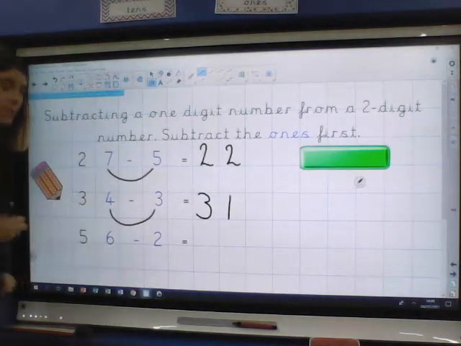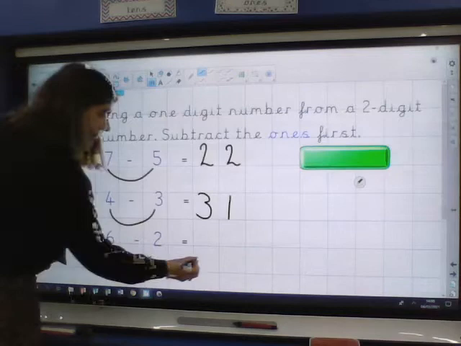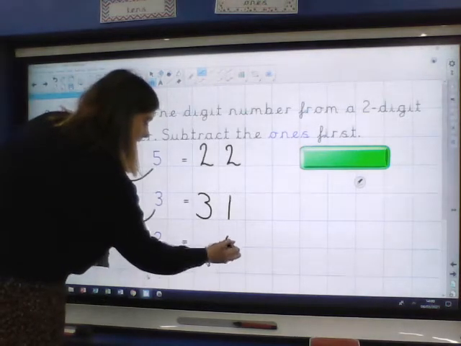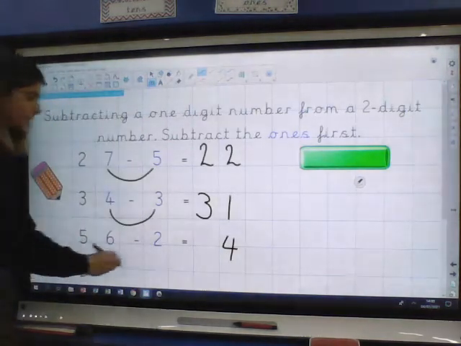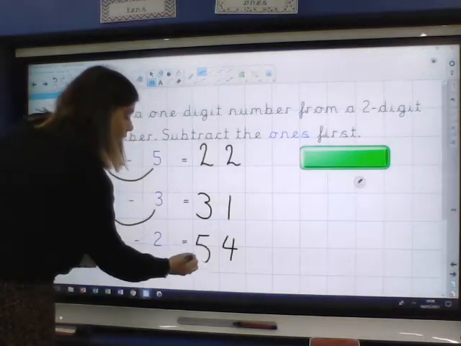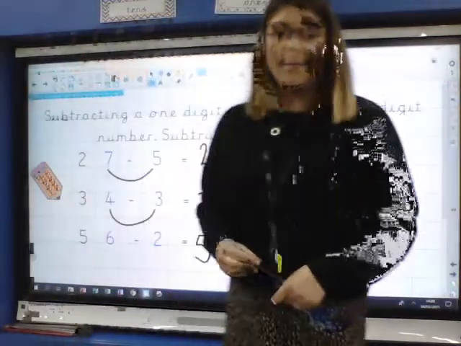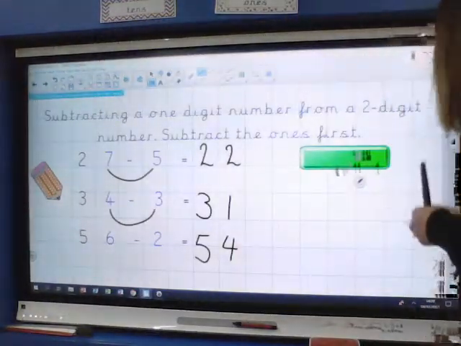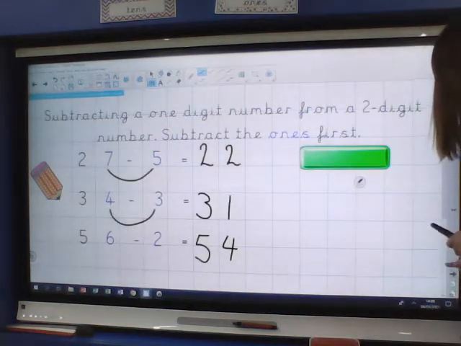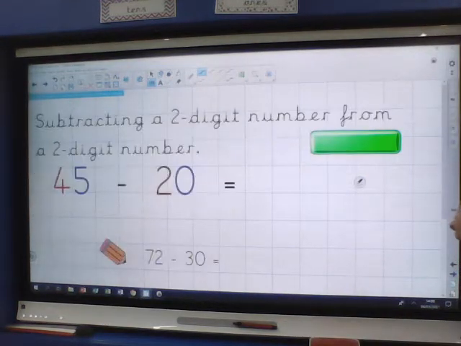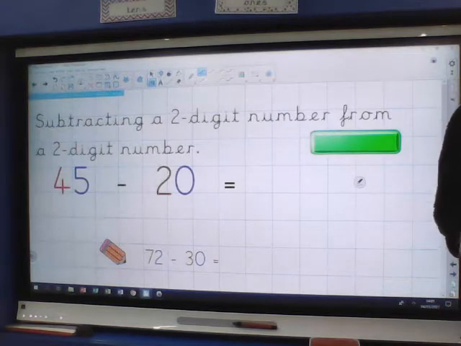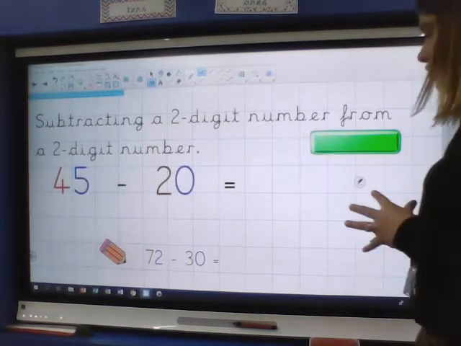56 subtract 2. 6 take away 2 is 4. And my 10s remains the same, 50. So 54. How did you get on with that? That's the easy part, just subtracting a 1-digit number. And then we move on to subtracting a 2-digit number.